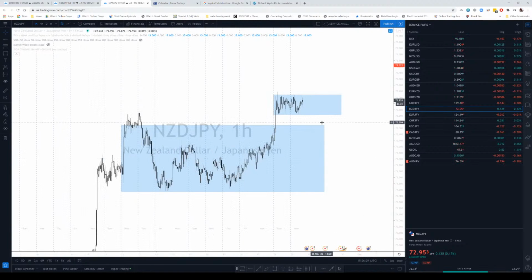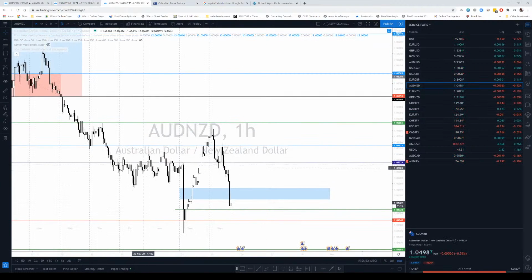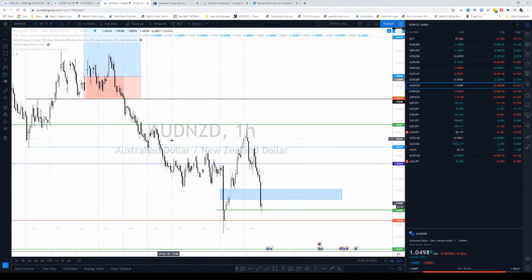So the reason why I showed you that is, if you look at this pair, it looks like it's accumulating, because it always accumulates at high time frame levels. All right. So price is always going to accumulate at high time frame levels. It doesn't do that randomly. It's going to do it at logical areas. So when it gets to like weekly levels, monthly levels, that's when it does that.